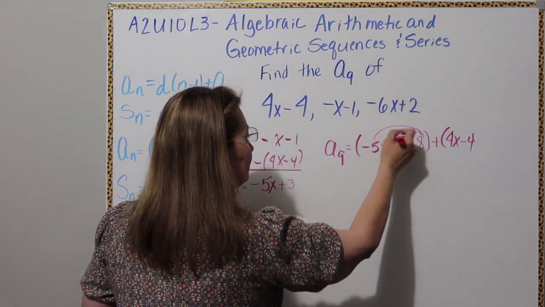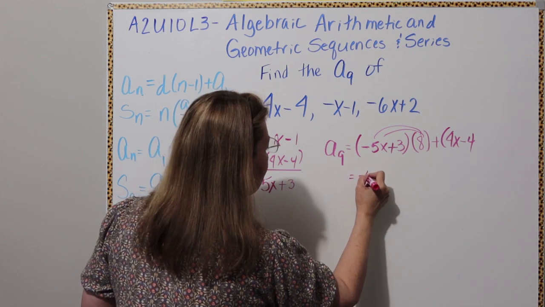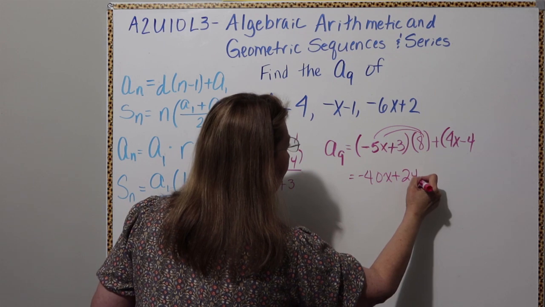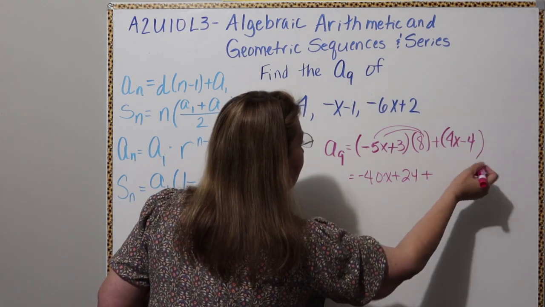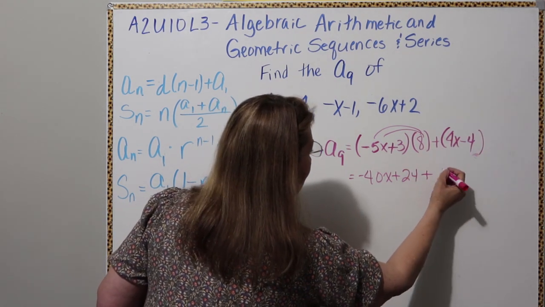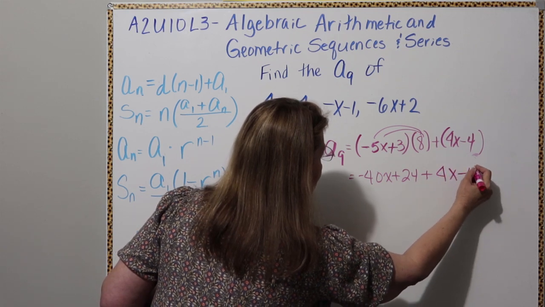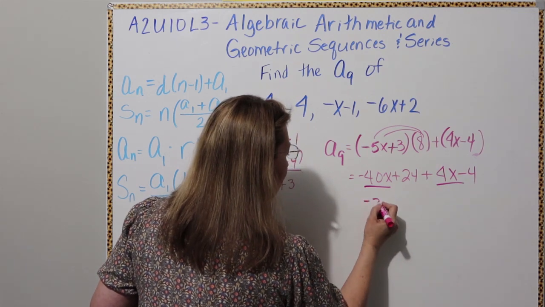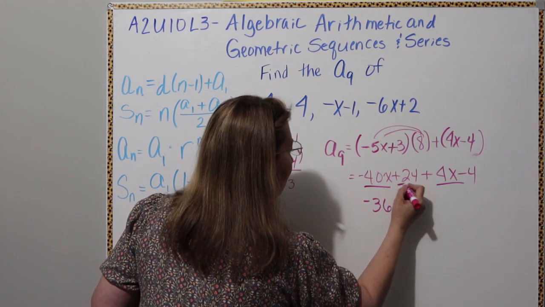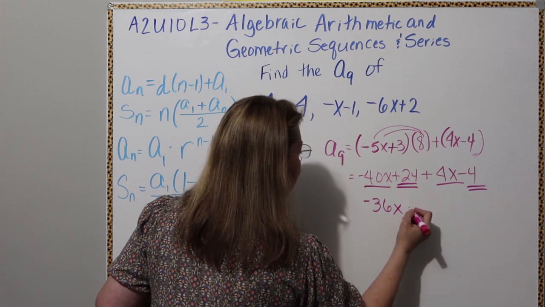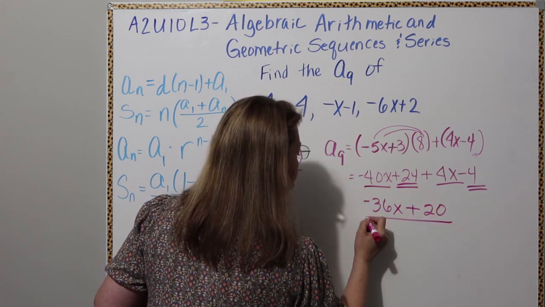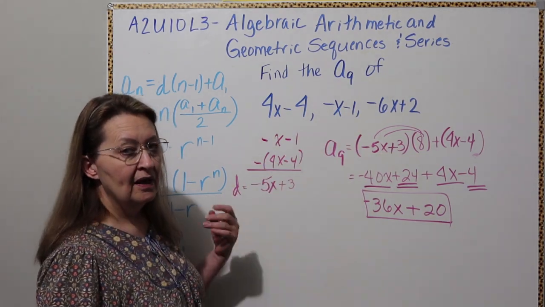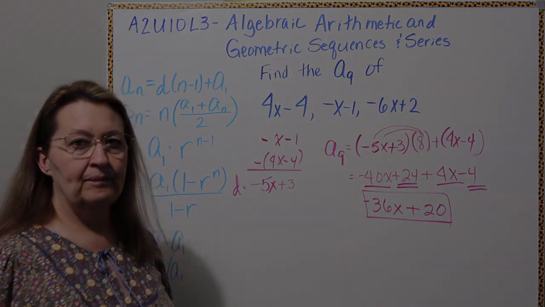We're going to distribute this into here. 8 times negative 5 is negative 40x, plus 8 times 3 is 24, plus, since this is a plus sign, nothing's going to change there, so it'll be 4x minus 4. Now let's combine terms. Negative 40 plus 4 is negative 36x, and positive 24 minus 4, positive 20. This is the 9th term in your arithmetic sequence. Now let's look at some geometric ones.